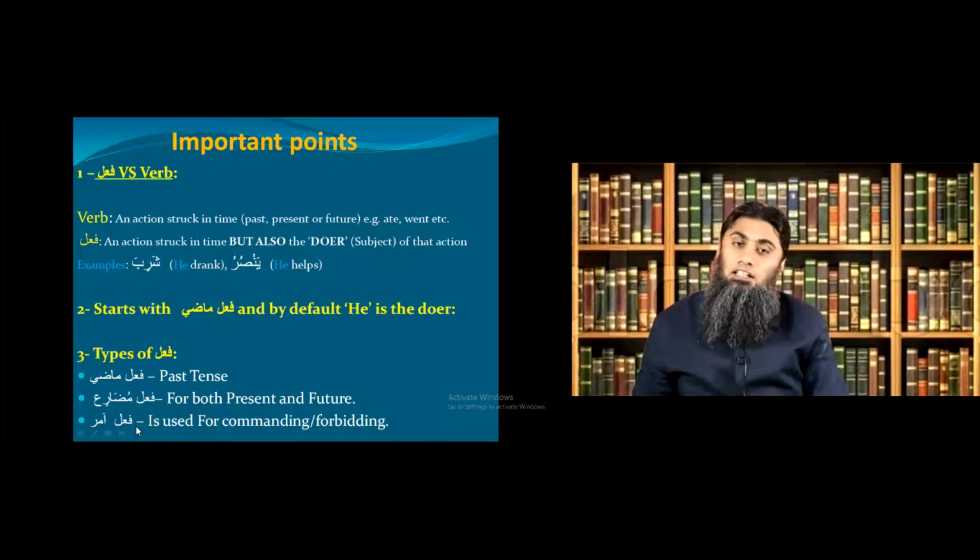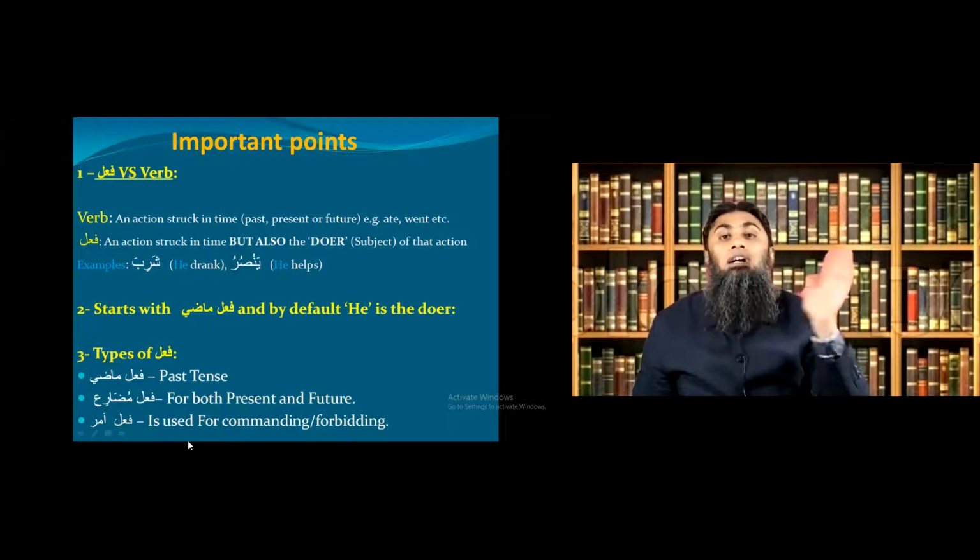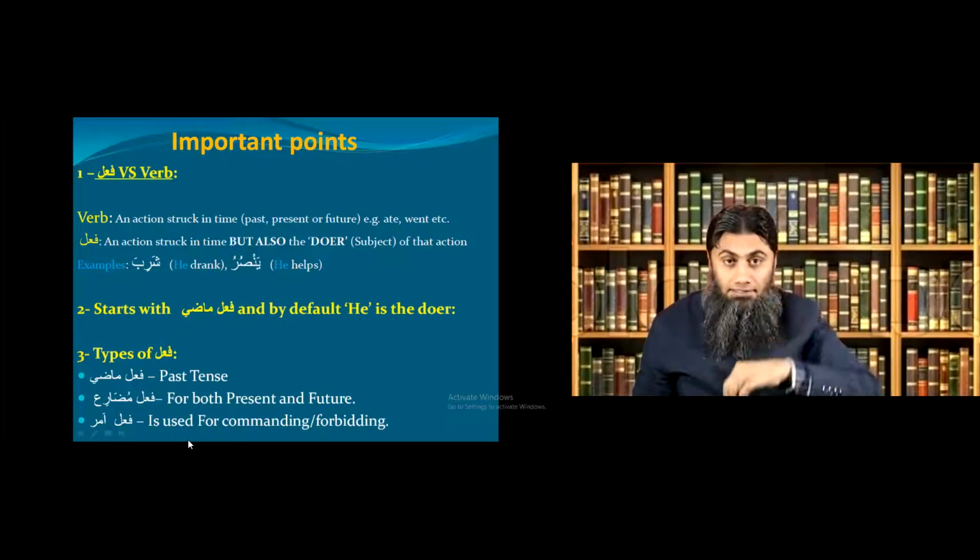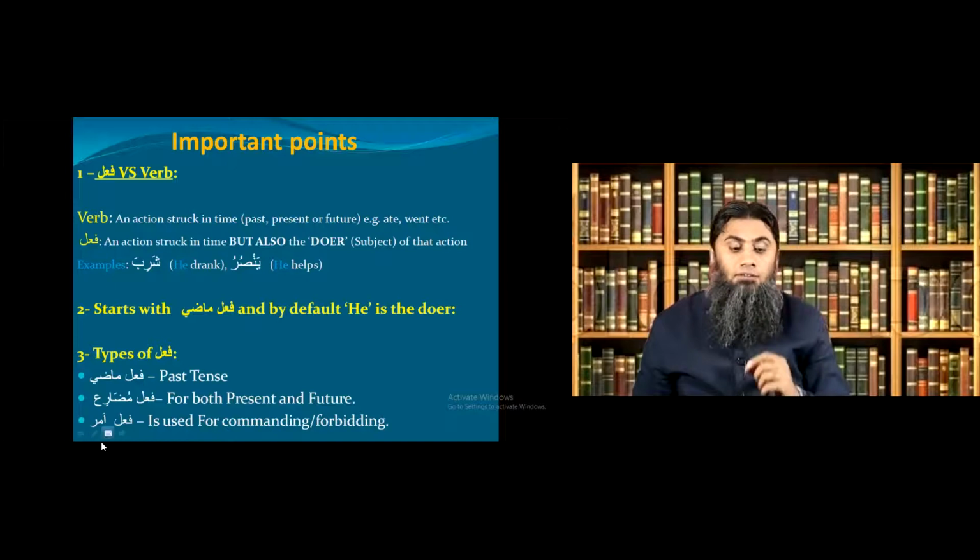And the last and third form of fail in Arabic language is called fail amr, which means commanding something or forbidding something. So fail madi, past; fail mudare, present and future; and fail amr, commanding or forbidding something. Clear? So these are three types of fail in Arabic language.